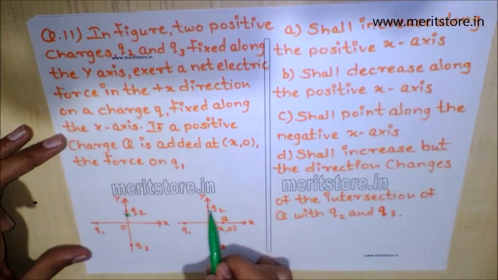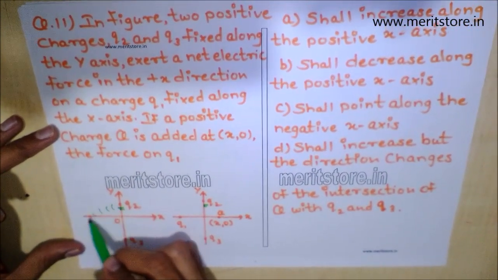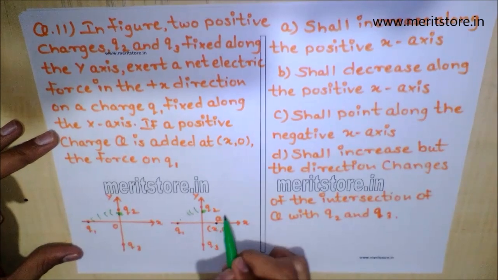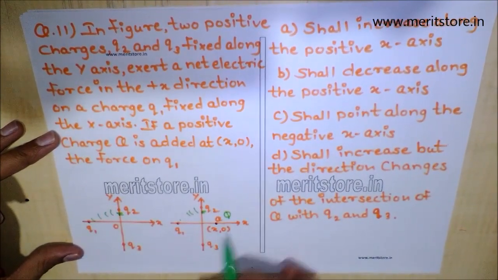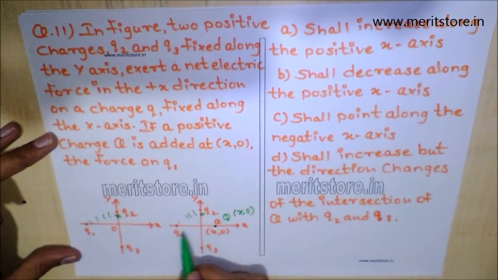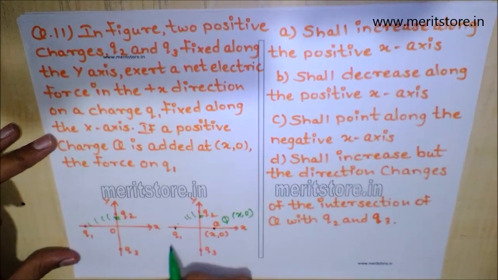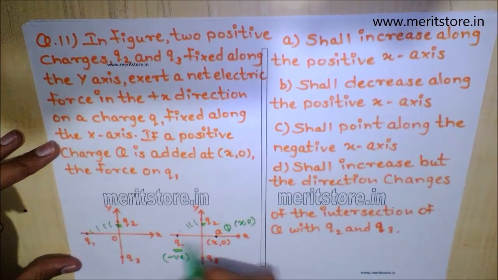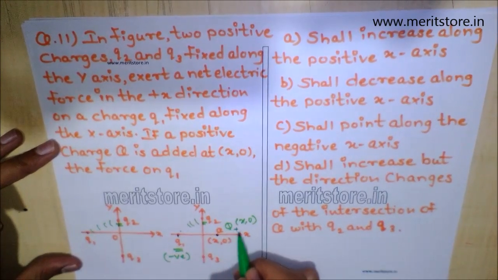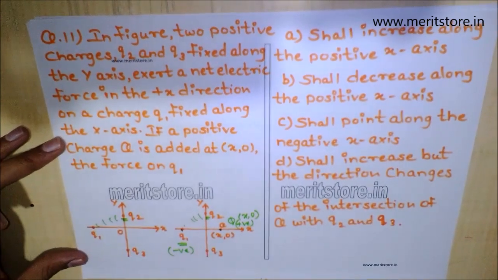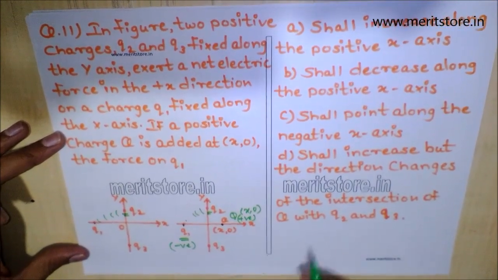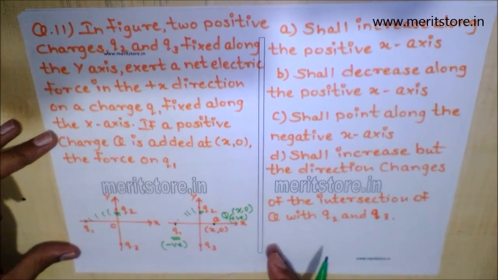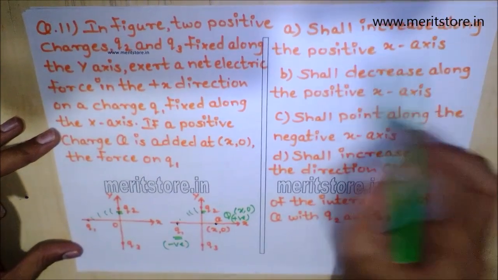So there are two charges along the y-axis which are exerting some force on the charge Q, which is on the x-axis. Now suppose I kept a charge Q out here on the x-axis, whose coordinates are x, 0, then the force on this charge Q1 will be. Firstly, here the charge Q1 is in the negative direction, so the charge on Q1 is negative, and this charge Q is placed in the positive direction, so the charge on it is positive. So of course there will be a force of attraction between them, and that force of attraction will go on increasing as it moves along the x-axis. So our options are: shall increase along the positive x-axis.